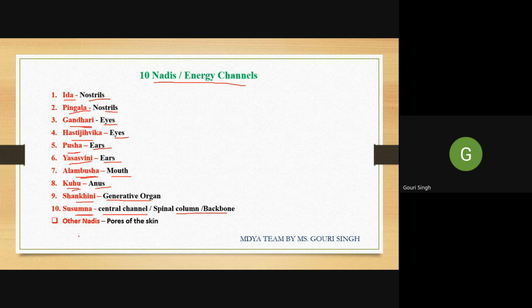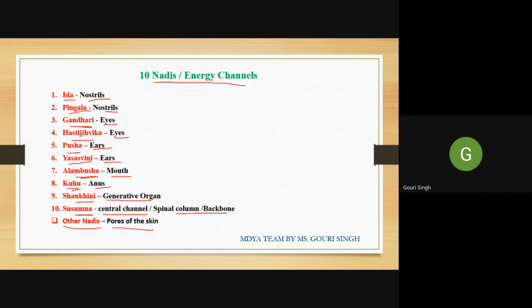Also, Guru Gorakshnath is discussing that there are a total of 72,000 nadis. These 10 are the main nadis present in the main part of the body. But the other nadis are present in the pores of the skin. So it is also discussed here.